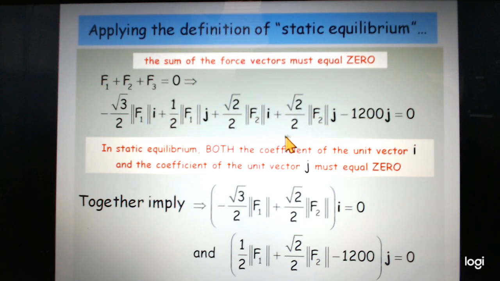Now, let's look at this very carefully. The idea in static equilibrium is that the coefficient of the unit vector i, the x horizontal direction, and the coefficient of the unit vector j must each equal 0, because that's what static means: no movement. So the i's are going to balance, and the j's are going to balance.